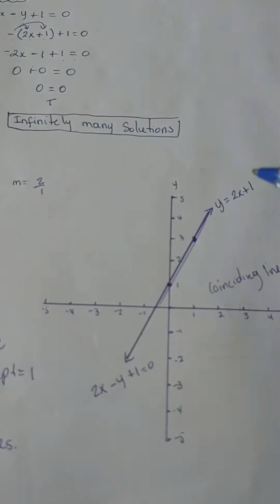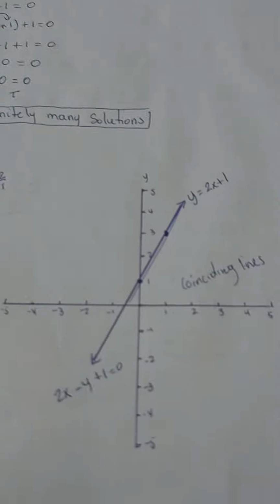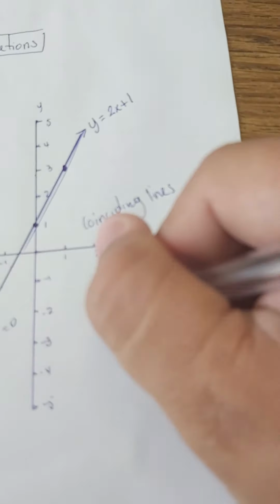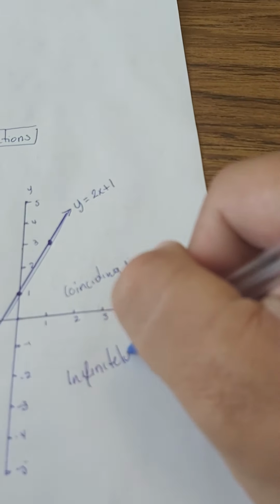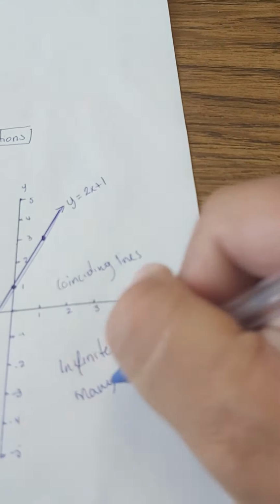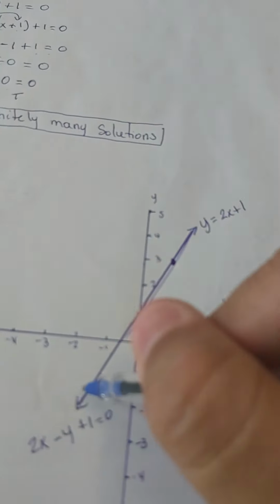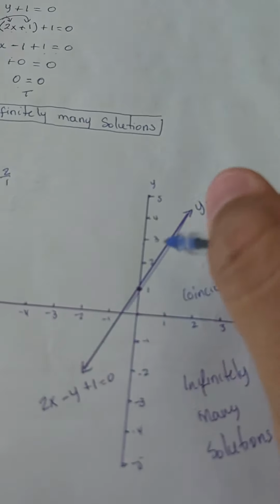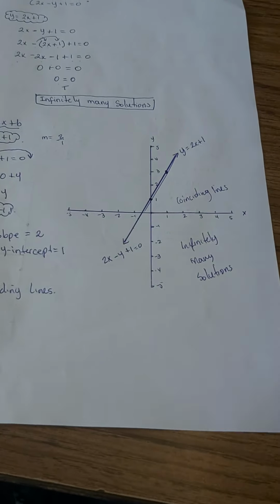How many points do we have in the line? Infinitely. So the number of solutions will be infinitely many solutions. Look, remember that a line is a set of points, right? How many points? Infinitely. So there you have it.